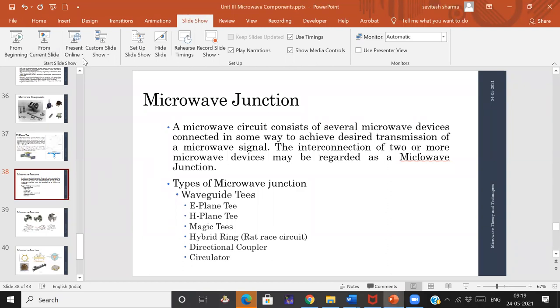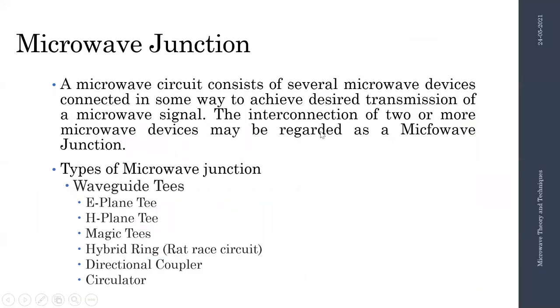So let me start. I was telling you about one of the microwave junctions, E plane T. So what is a microwave junction and what is the use? These microwave junctions are used for making a microwave network. If you want to connect one or more devices in a network, then you will use a microwave junction. So these junctions that I am going to tell are used for interconnecting two or more microwave devices.